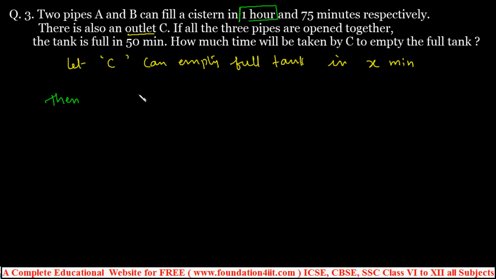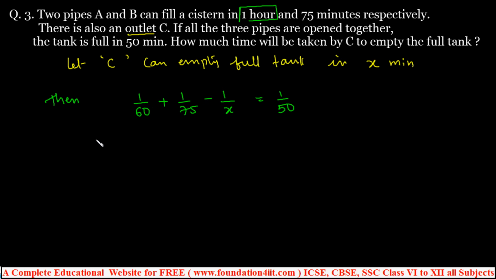75 minutes and x minutes. 1 hour is 60 minutes. So pipe A can fill in 60 minutes, so in 1 minute it can fill 1 by 60, plus B can fill in 75 minutes, so in 1 minute 1 by 75. And you should take minus because C is an outlet. It can empty in x minutes, so in 1 minute it can empty 1 by x. This is equal to the 50 minutes, that means it's 1 by 50. The tank can fill in 50 minutes, so in one minute it can fill 1 by 50th part.